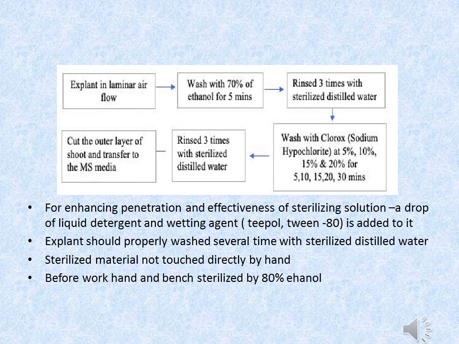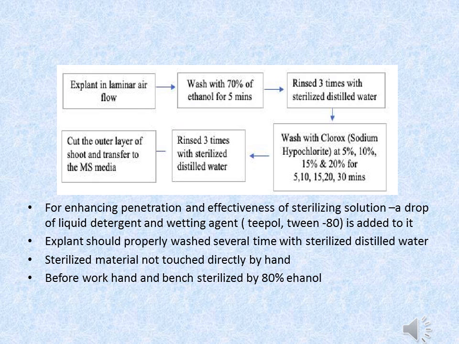The explant in laminar airflow is washed with 70% ethanol for 5 minutes, then rinsed 3 times with sterilized distilled water. Again it is washed with sodium hypochlorite at 5%, 10%, 20% for 5, 10, 20, 30 minutes depending upon percentage. Then again rinsed 3 times with sterilized distilled water, and then the outer layer of the shoot is cut and transferred into MS media. In many cases, a drop of liquid detergent or wetting agent like Tween 80 is incorporated into the sterilizing solution to enhance the penetration and effectiveness of the sterilizing agent.